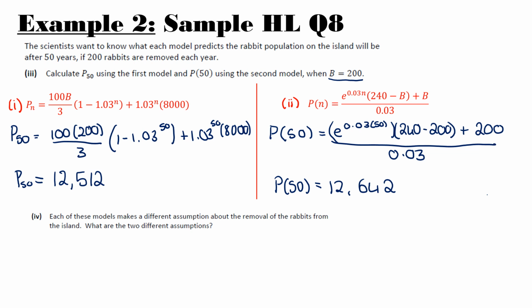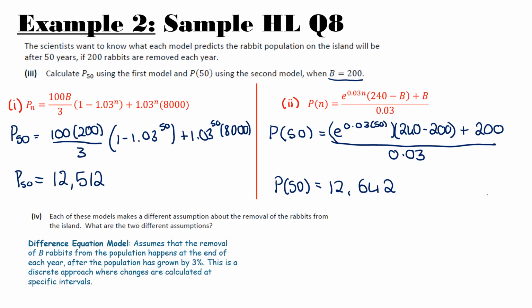So we can see how both models have been used to do the same predicting. The difference being that the difference equation model assumes that the change is discrete. It happens each year, while the second model, the differential equation model, assumes that it's continuous. So each of these models makes a different assumption about the removal of rabbits from the island. What are the two different assumptions?